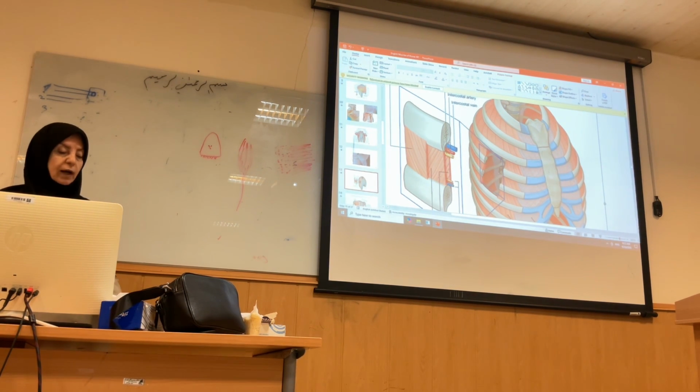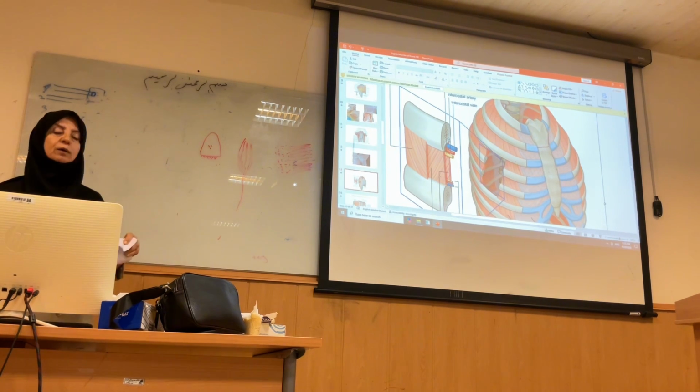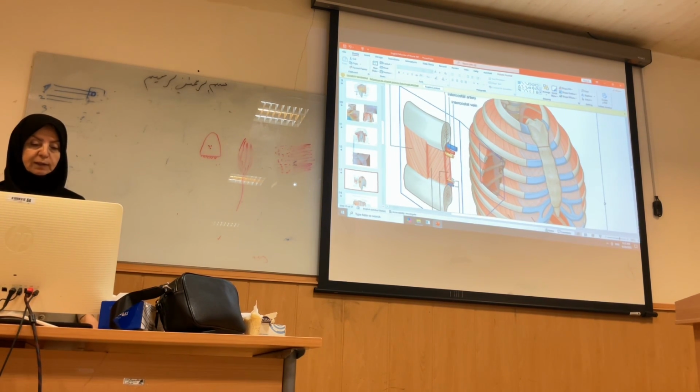Superiorly it is going to connect to the superior border of the costal groove, and inferiorly it is going to connect to the medial border of the inferior rib. You can imagine the medial border of the superior rib continuing and connecting inferiorly to the medial border of the inferior rib. Okay?